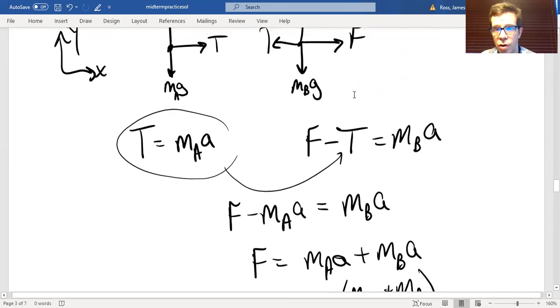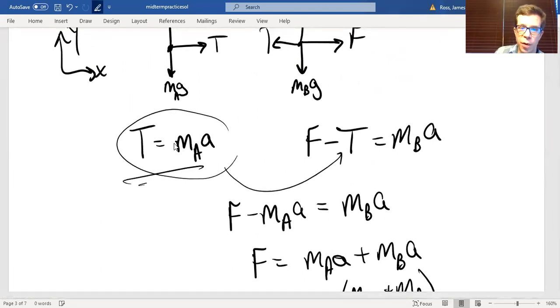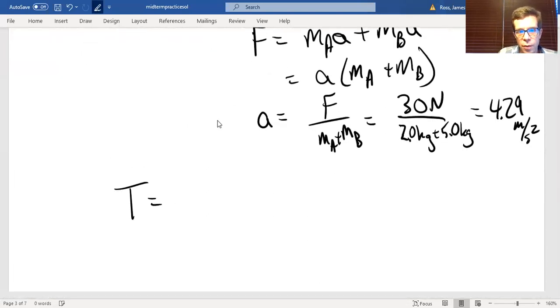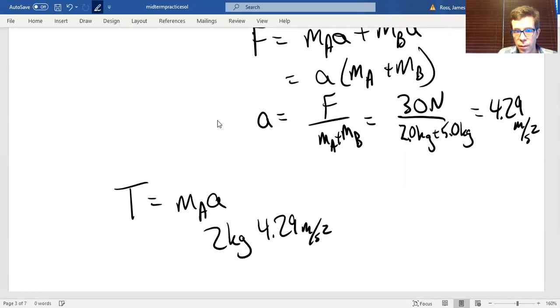All right, if we want to find the tension, we could use either equation. It looks pretty easy to me to use our motion equation for block A, though. Tension is equal to mass A times the acceleration. Mass A is 2 kilograms. So 2 kilograms times 4.29 meters per second squared. 8.57 newtons.